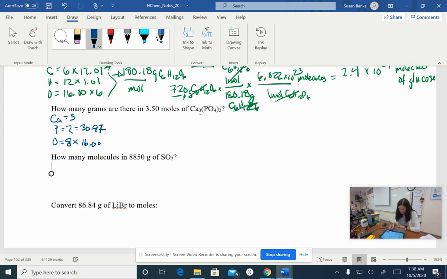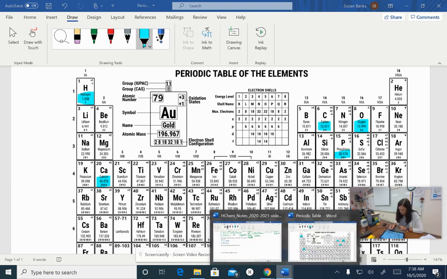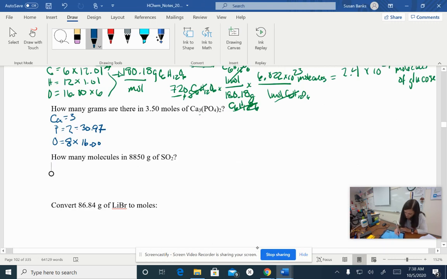30.97. Let's look up calcium. So calcium is 40.078. That's going to tell us to round up to 40.08. So 40.08. Actually, I need to multiply that. 40.08. Okay. We're going to add all of that up.